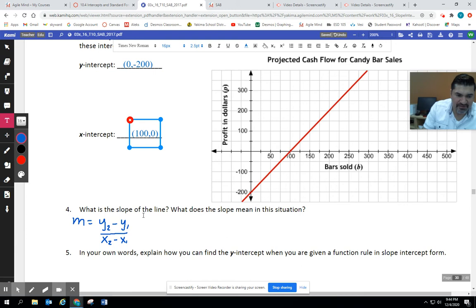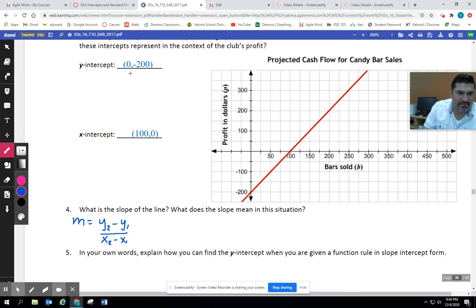Okay, so let's figure out what is the slope. I wrote this equation out. This is the slope formula. So I need to find y2, which here's, I'm going to go ahead and write in here. This will be x1, y1, x2, y2. Okay, so y2 is 0 minus y1, which is negative 200. So minus negative 200.